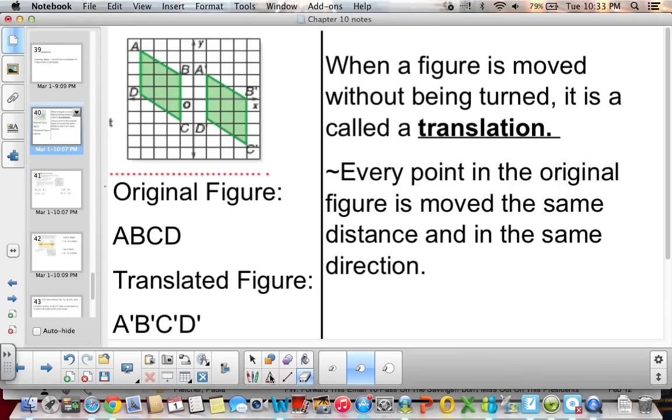So a translation, which is what you will want to write down in your notebook, is when a figure is moved without being turned. So here's your translation word definition.